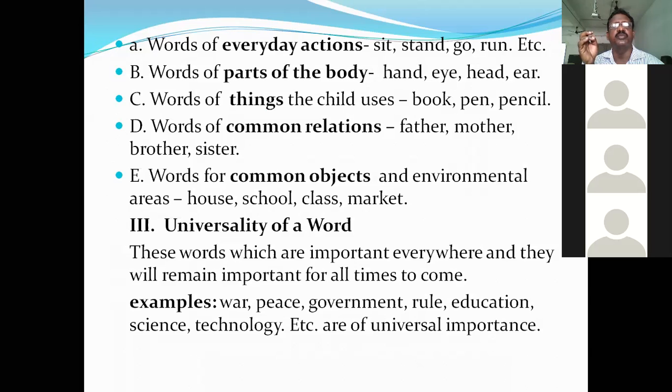Next, words of things the child uses: book, pen, pencil, etc. Words of common relations: father, mother, brother, sister. And words of common objects. In an environment, we can find some of them: house, school, class, market, etc. These are the objects of the environment.